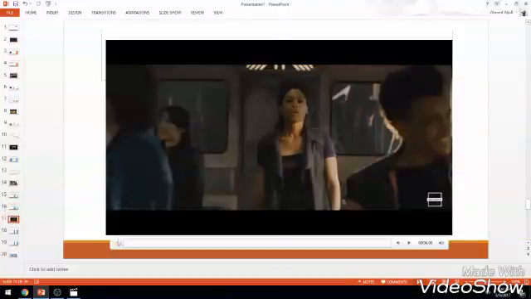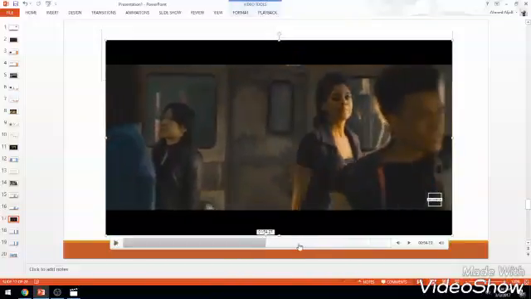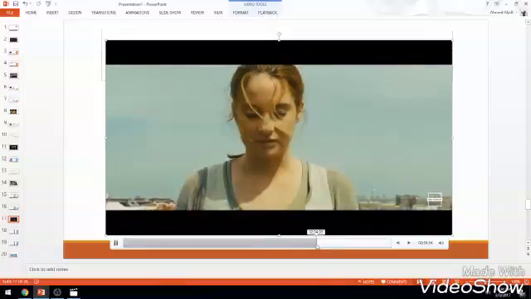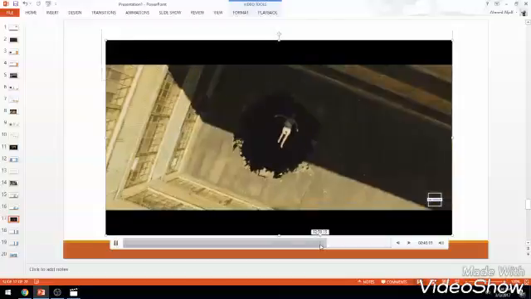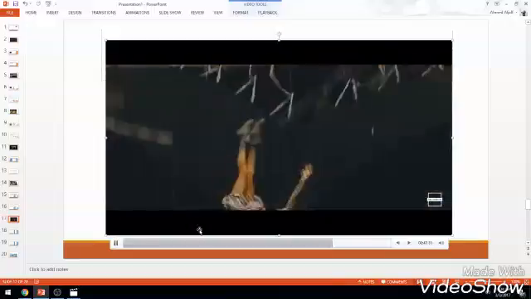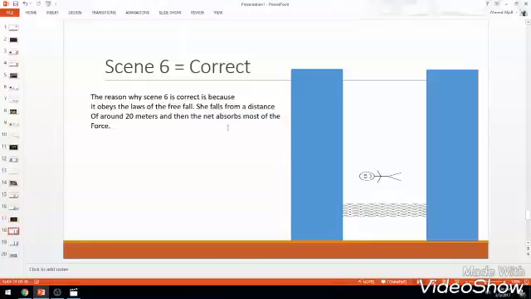The Spartan one was correct. In this case, the main protagonist of Divergent will make a free fall. I'll explain to you how. She falls down. The distance was around 20 meters. Okay, so why is this correct? Because it obeys the laws of a free fall, and also the law that every action has an equal and opposite reaction. Let's look at it.